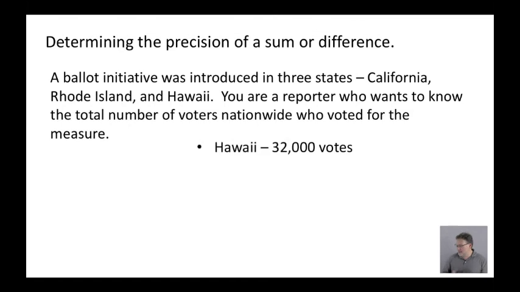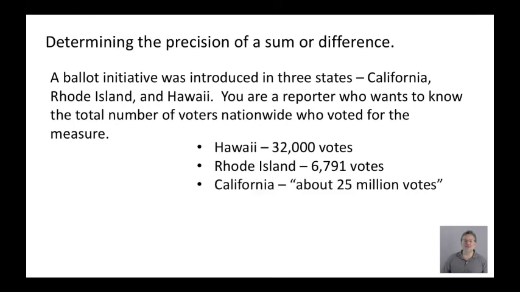Hawaii, you're getting a value of 32,000 votes. Rhode Island, most likely because that state is so small, both in size and population, you get a very accurate answer of 6,791 votes, down to the nearest vote. And lastly, for California, presumably because it's so large, both in population and size, you get a much more general answer of about 25 million votes.